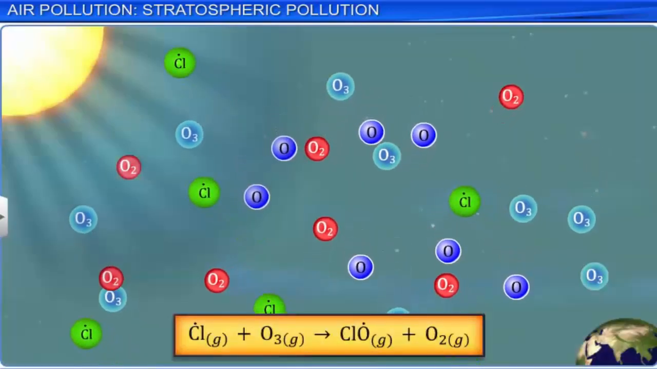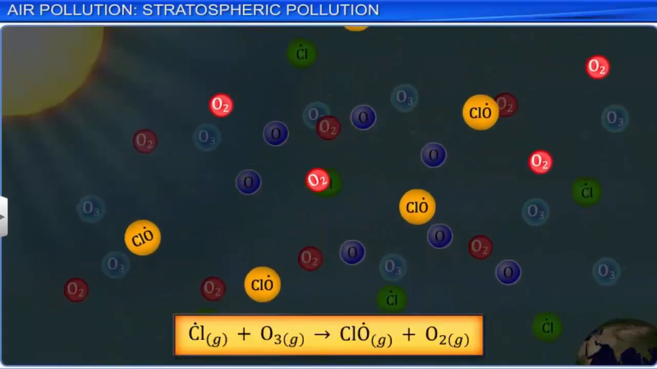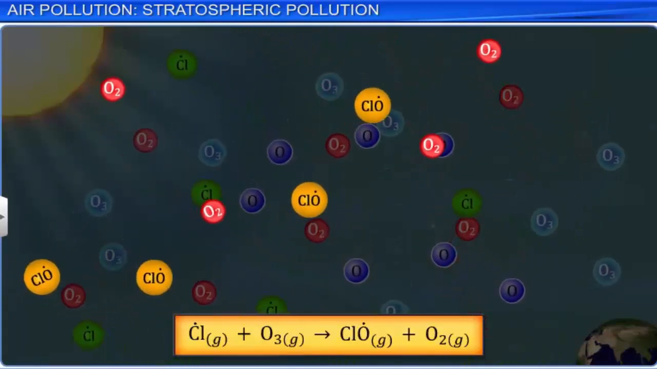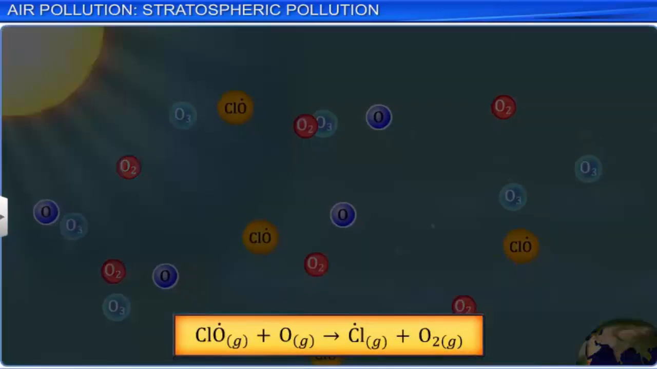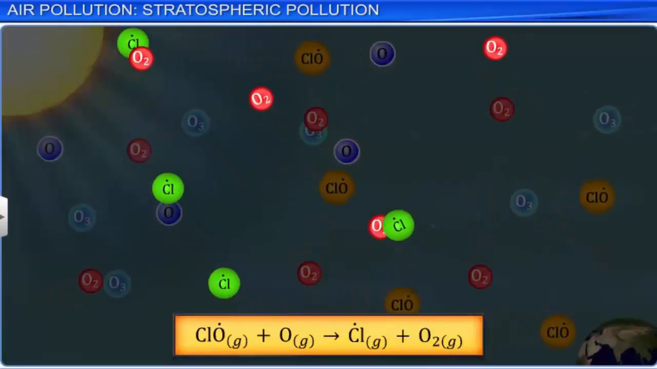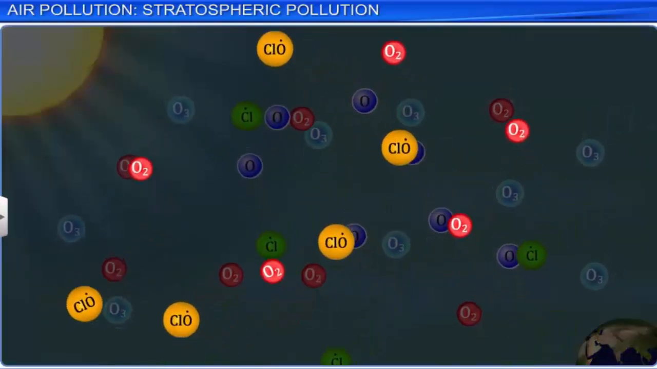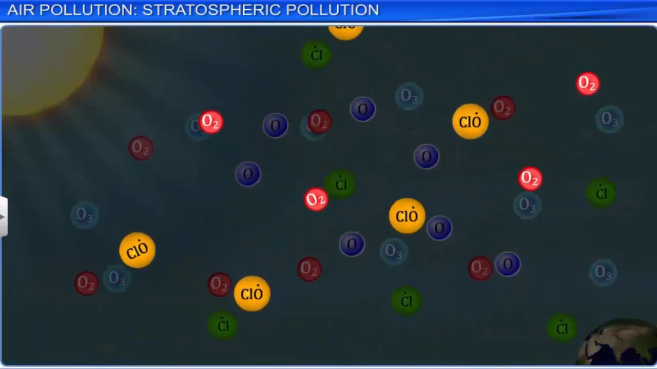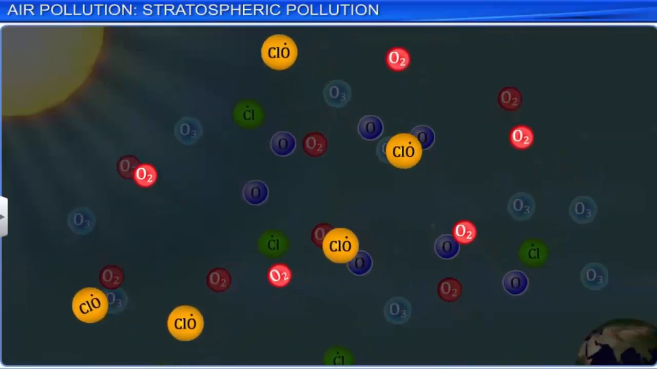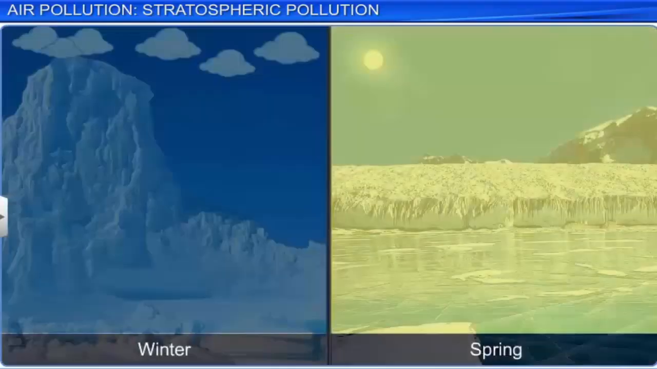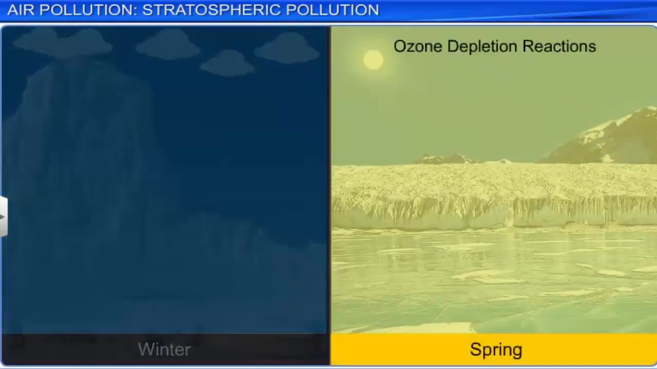These free chlorine radicals react with the ozone and form chlorine monoxide radicals and oxygen molecules. The chlorine monoxide radicals form even more chlorine radicals by reacting with nascent oxygen. Thus, the chlorine radicals are constantly regenerated and they keep reacting with the ozone to form chlorine monoxide. Thus, ozone gets depleted in the stratosphere. In Antarctica, ozone depletion reactions occur in spring as it requires the presence of sunlight.